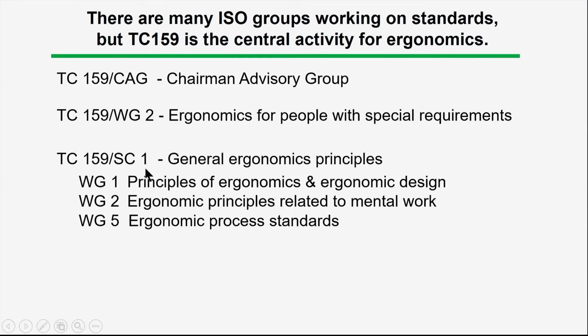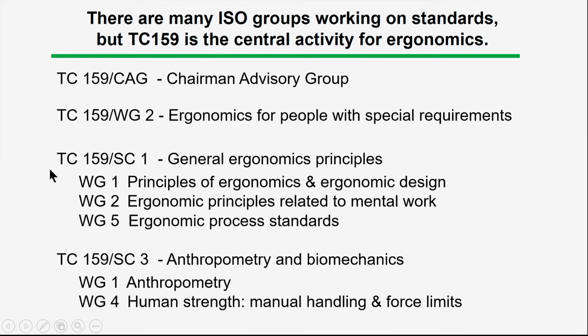Then there are a number of subcommittees. Subcommittee 1 is General Ergonomics Principles. They are interested in principles, obviously, mental work, and process standards. Second is Subcommittee 3, which is Anthropometry and Biomechanics. Anthropometry is human body size, strength, and range of motion. And so there's kind of an overall anthropometry working group, and then there's a working group with human strength, and in particular they're focused on manual materials handling.